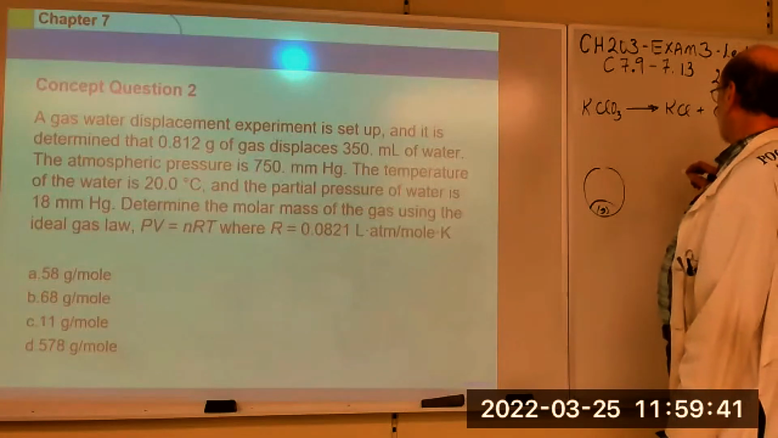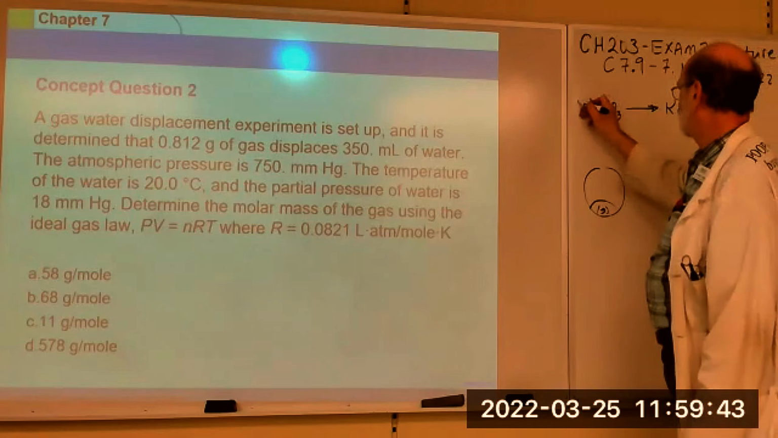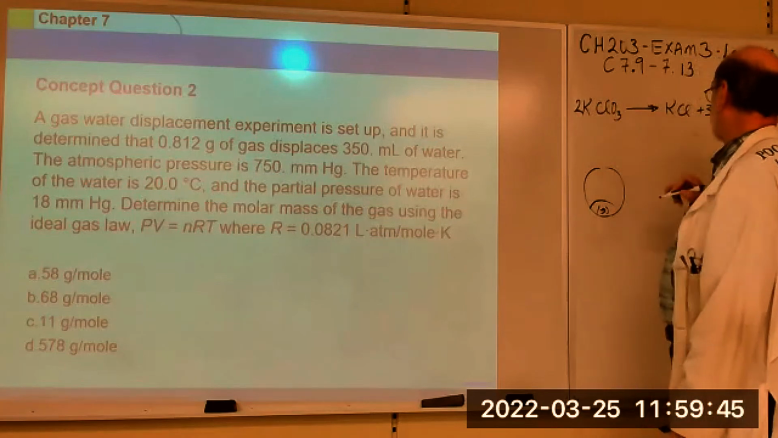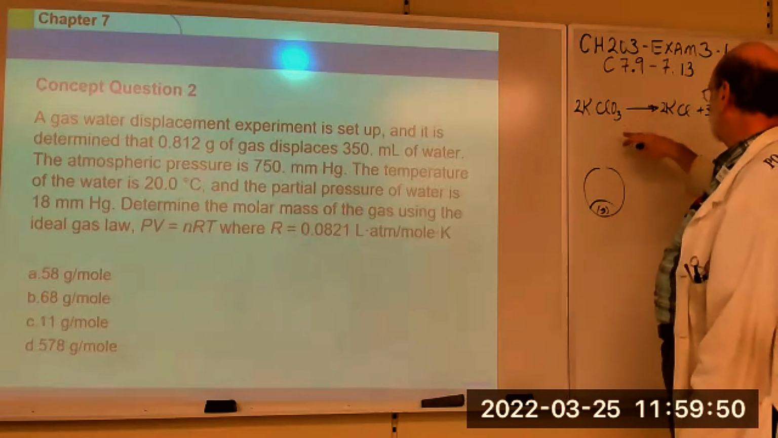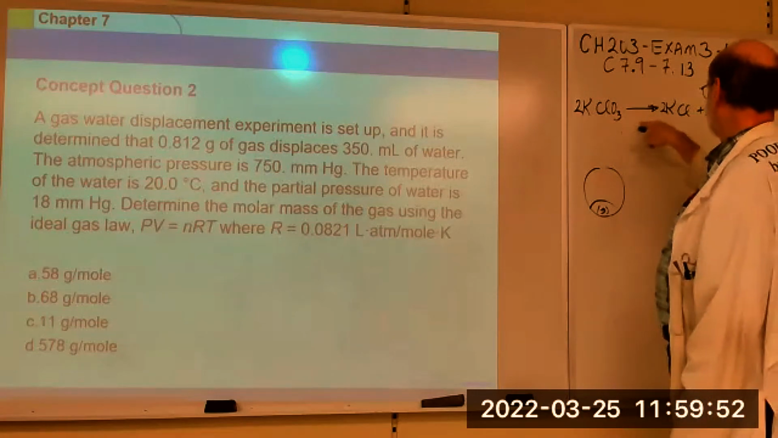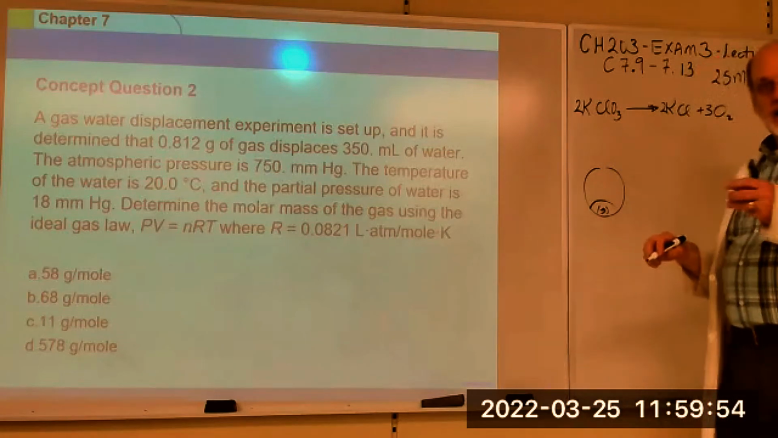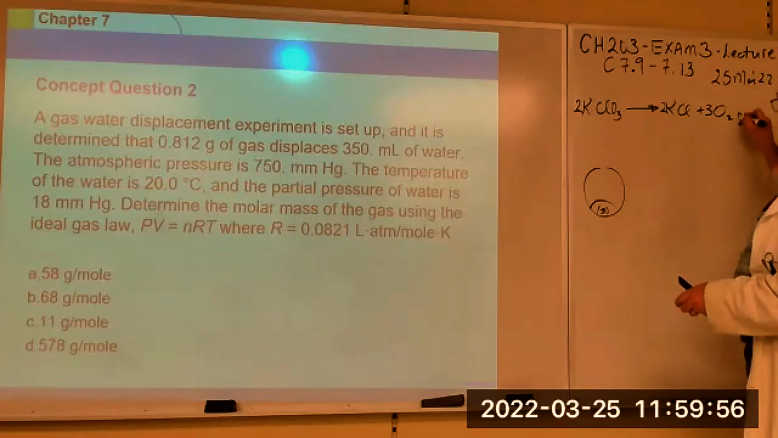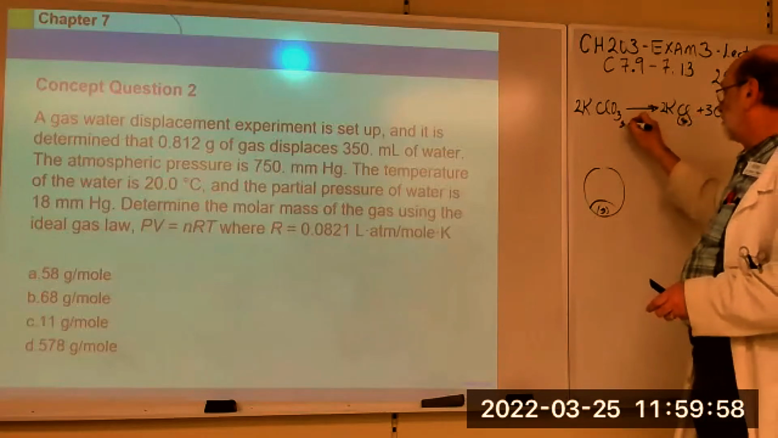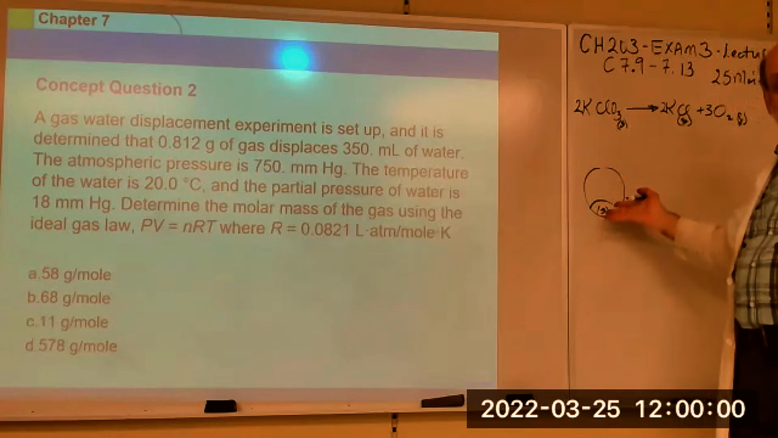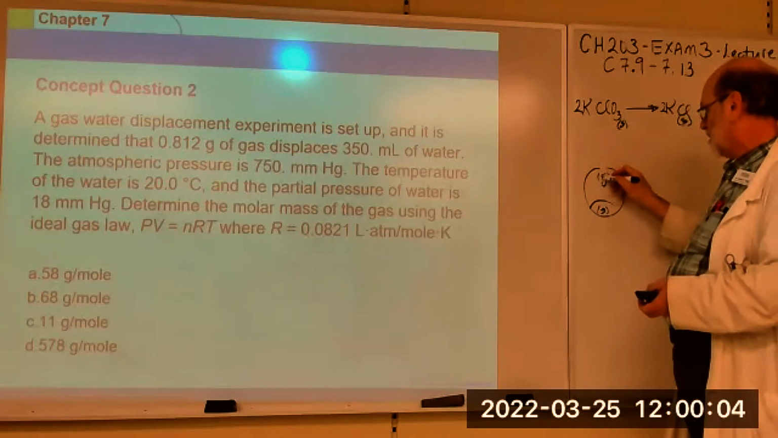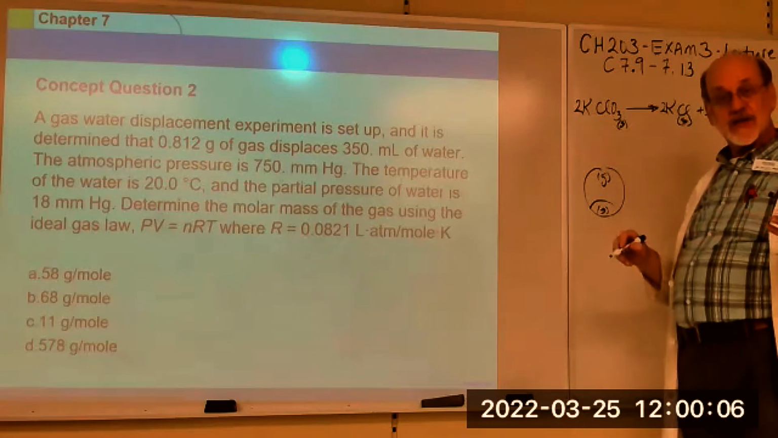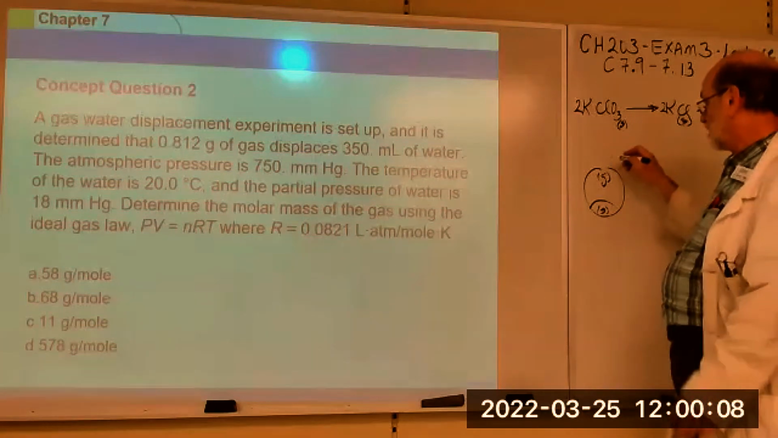So let's balance that. Let's put a 2 here and a 3 here, and let's put a 2 here. Right, 2 potassium, 2 chlorine, 6 oxygen. There we go. Okay, so this is a gas. These are both solids, so they're going to stay in the vessel. Well, the gas is going to escape. So we want to find out how much gas is produced for this reaction.